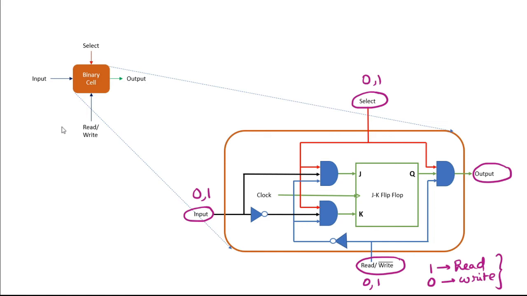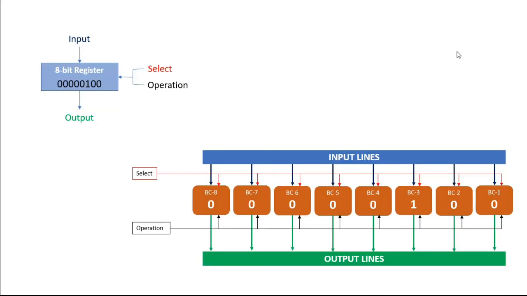So this is a binary cell. This is all about the binary cell. I think everyone here is now able to visualize how a binary cell actually looks on a hardware level. Now let's go up again onto registers and discuss them again.